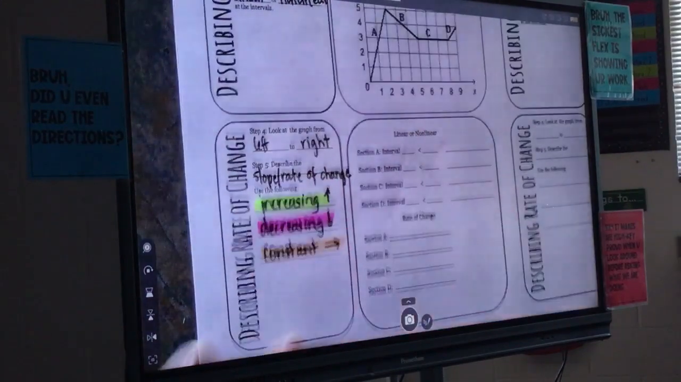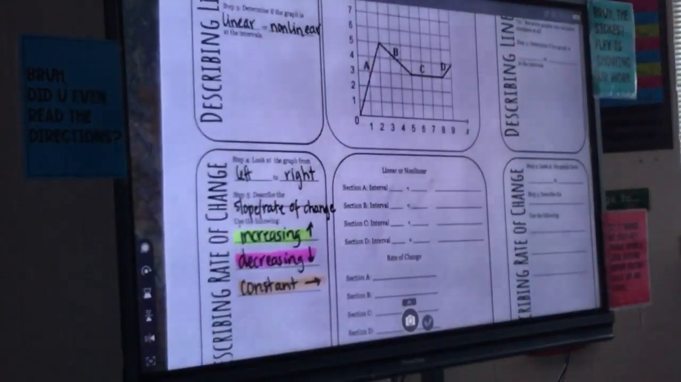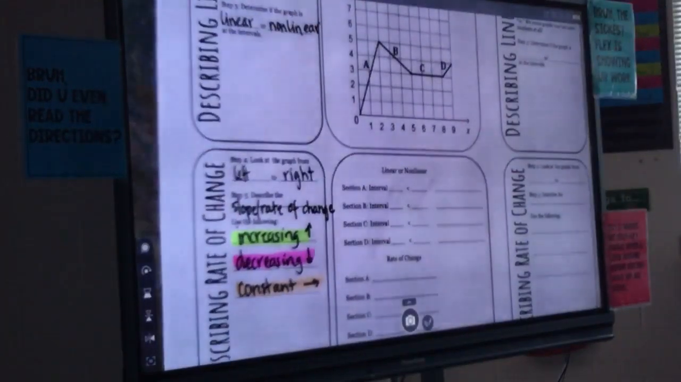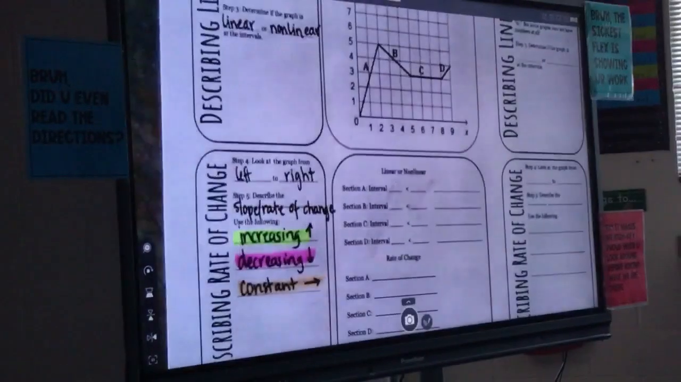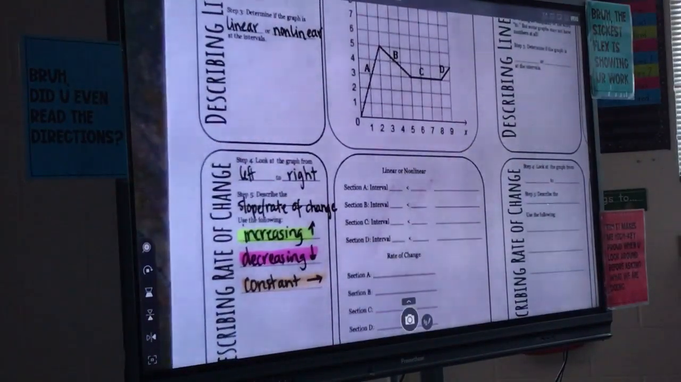All right, what do you notice different about this graph compared to the first 2 graphs that we've done? Anthony? You're only on like one section of the graph. You what? Say that again. Like one section of the graph.